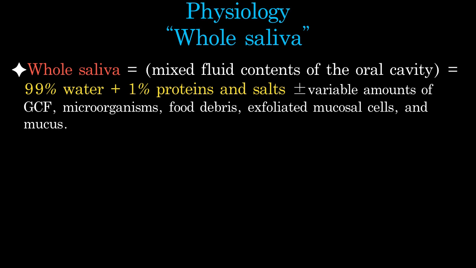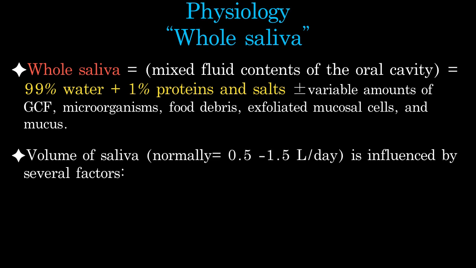And along with these, which are the main components of the saliva, we get variable amounts of gingival crevicular fluid, food debris, exfoliated cells, mucus, and so on. And all these components together form what we call whole saliva, which is the actual saliva that we have inside the oral cavity. What about the volume of the saliva?